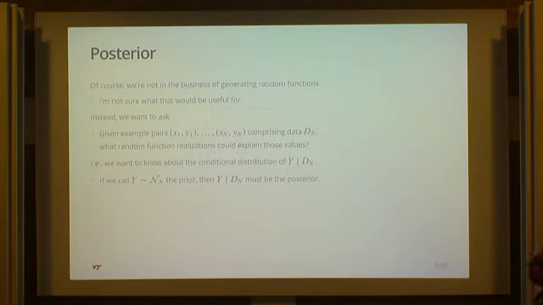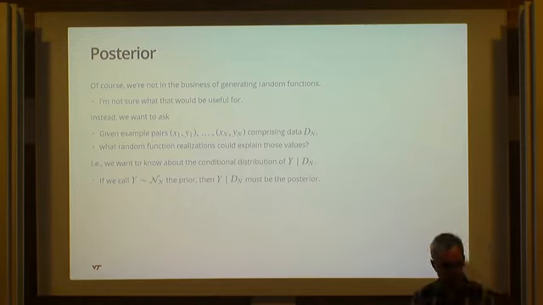Of course, we're not usually in the business of just generating random functions. There might be some uses for that, but we don't find very many of them in practice. What we really want to do is, given some data, ask what random functions support that data. So if I just showed you samples from the prior, before any data were involved, what we really want is a sample from the posterior under the Gaussian process prior assumptions.